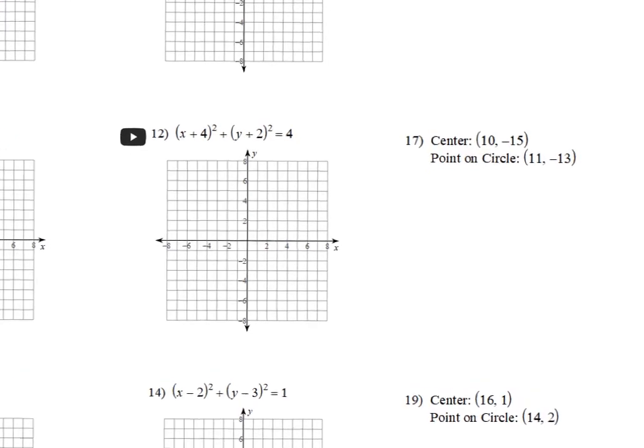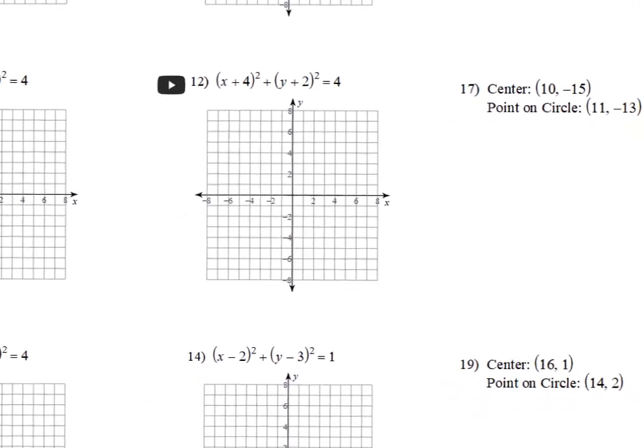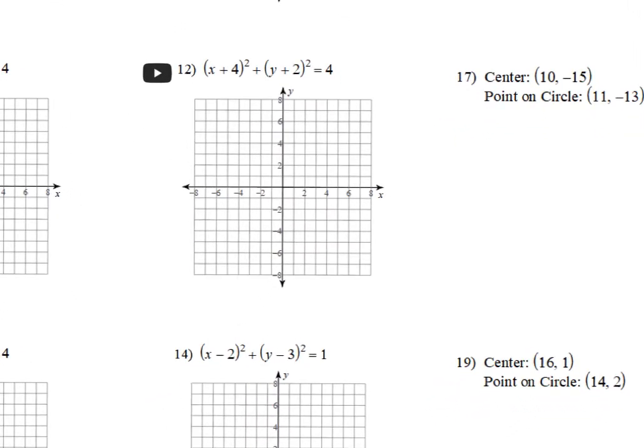Okay, number 12. Similar type problem, we're going to get the center and the radius. So the center, h is the one with x, k is the one with y, and then r squared is the number at the end, and it's the opposite sign. Since it says x plus 4, that means h is negative 4. And since it says y plus 2, that means k is negative 2. For the radius, r squared is equal to 4. So to get r, take the square root. So r is equal to 2.